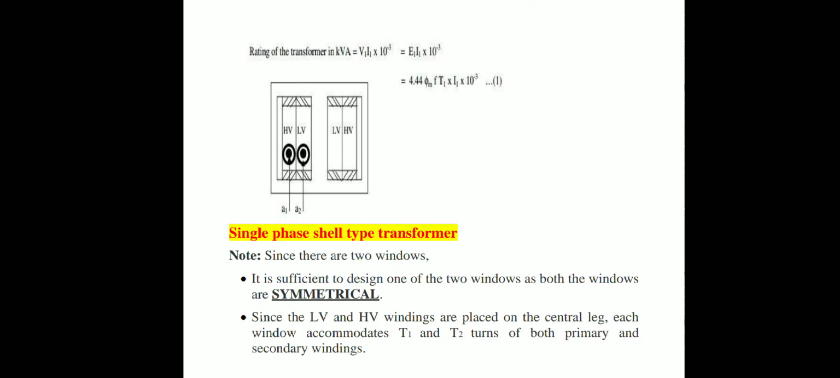Since the low voltage and high voltage windings are placed on the central leg, each window accommodates T1 and T2 turns of both primary and secondary windings. This is a very important point. You should actually understand this.